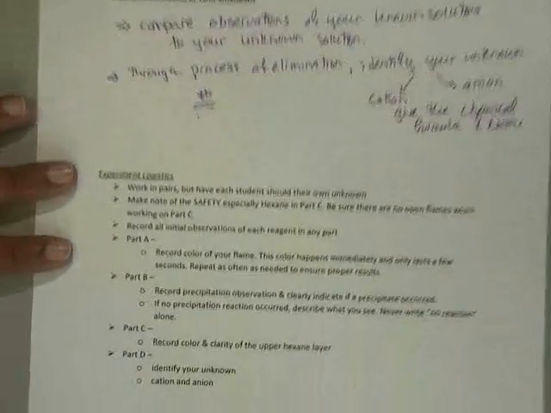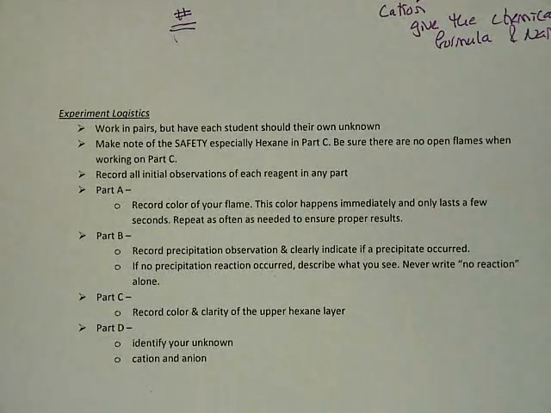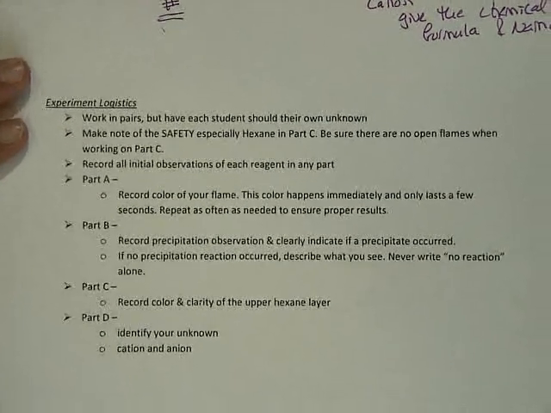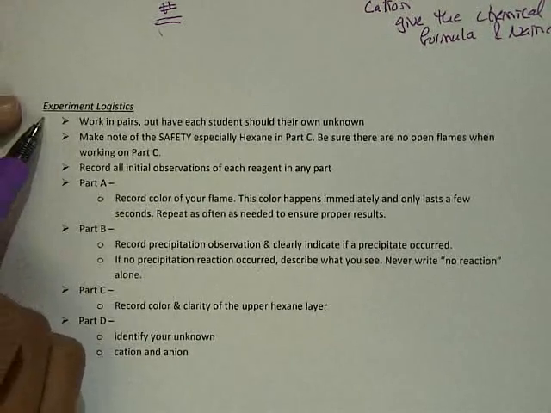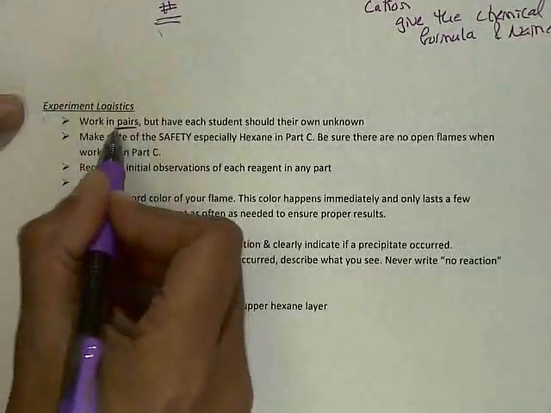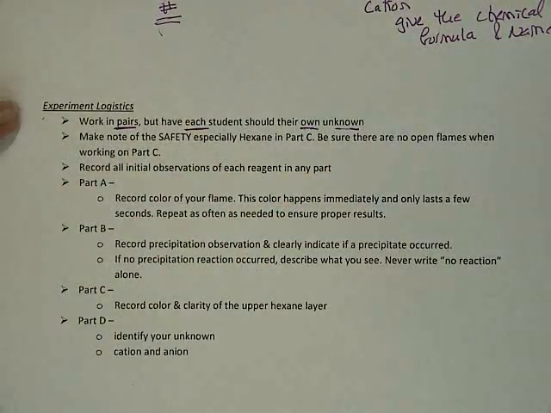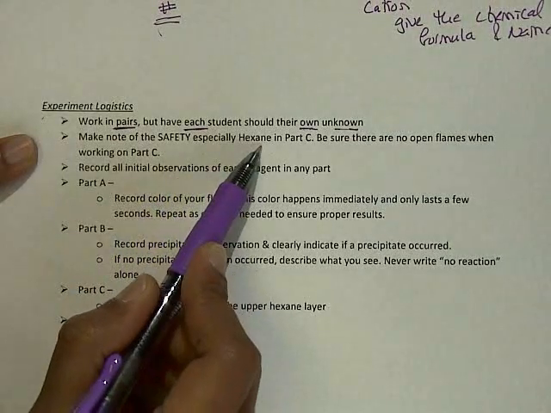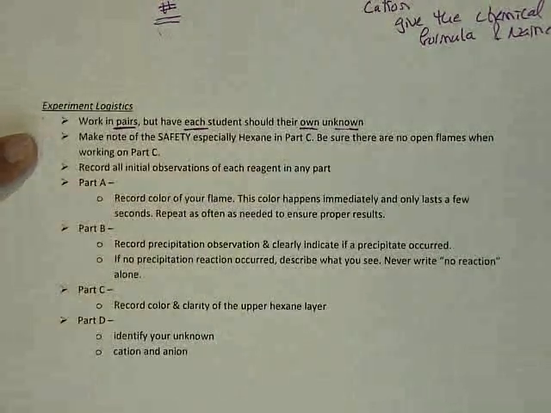All right, we have a few experimental logistics. Again, I strongly advise you to print out your pre-lab lecture worksheet. Part of your pre-lab assignment and ticket into lab is to show your lab instructor that you in fact filled out this worksheet, so might as well bring it with you in lab instead of keeping it on your laptop. Some logistics, you're going to work in pairs, but each student should have their own unknown. Make note of the safety, especially with the hexane in part C. So I've bolded certain parts in the lab manual. Make sure you take very good care of that.